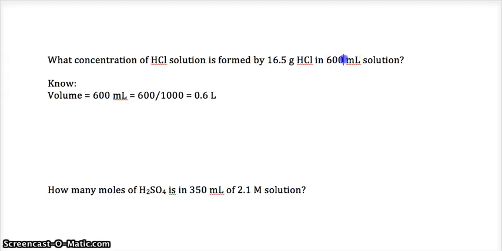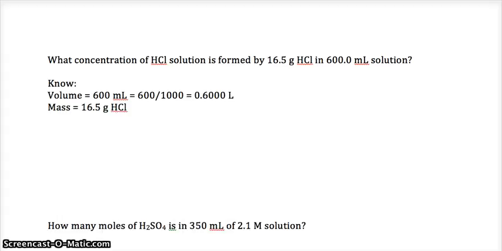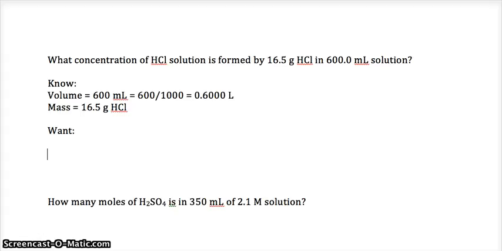I'm going to make this 600.0. So this should be 0.6000. That's the number of liters. We also know the mass. And the mass is equal to 16.5 grams HCl. What we want is the concentration, and that's the molarity.